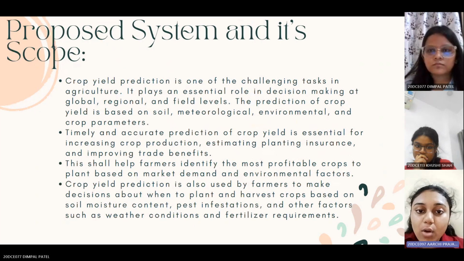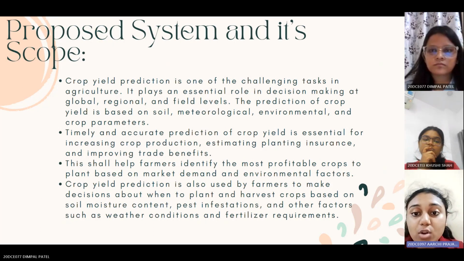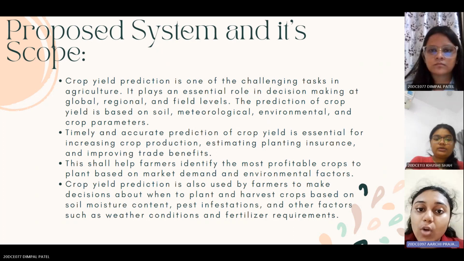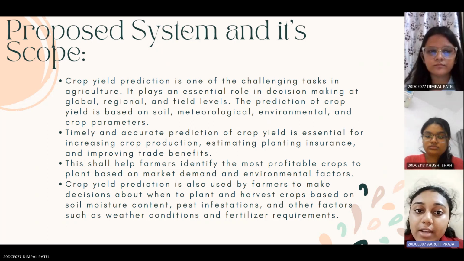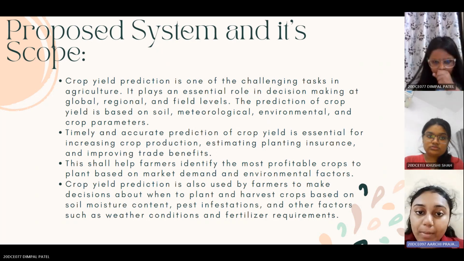Proposed system and its scope. So right now, if we talk about the machine learning used in crop prediction, crop prediction is also used by farmers to make decisions about the plants and to make them grow more. So timely, accurate prediction of the crop yield is essential in this field, and global recognition and yield-based soil will be crop parameters.